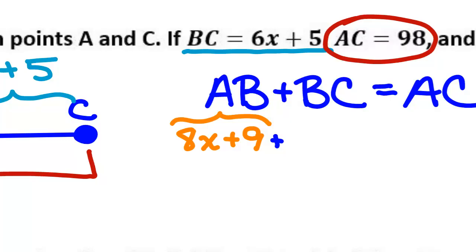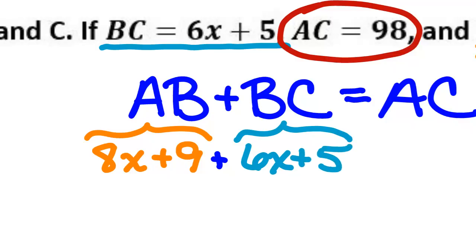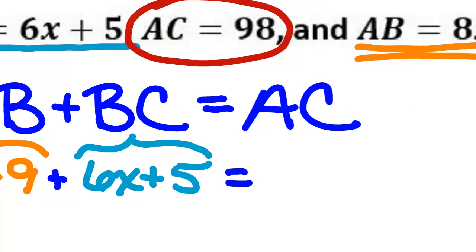All right, so I've taken the expression that we have for AB, 8x plus 9, substituted it in for AB. What am I going to put in for BC? 6x plus 5. And what's going to go in for AC? 98.